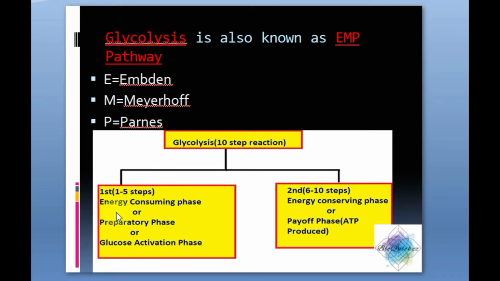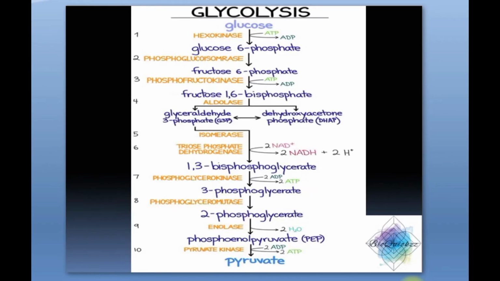It is known as the energy consuming phase or the preparatory phase or the glucose activation phase. And the second is from step number 6 to step number 10. It is the energy conserving phase or the payoff phase, that is, ATP is produced. These things are very important for NEET purpose. This is the total pathway of glycolysis.